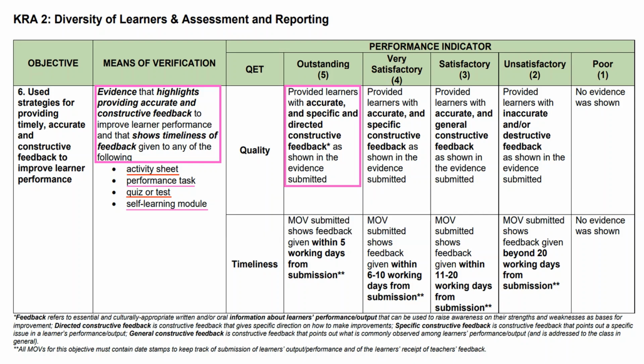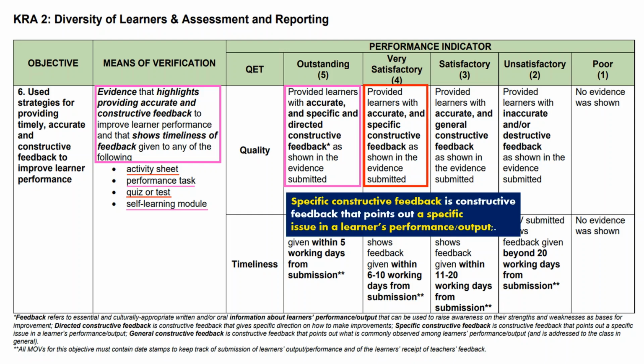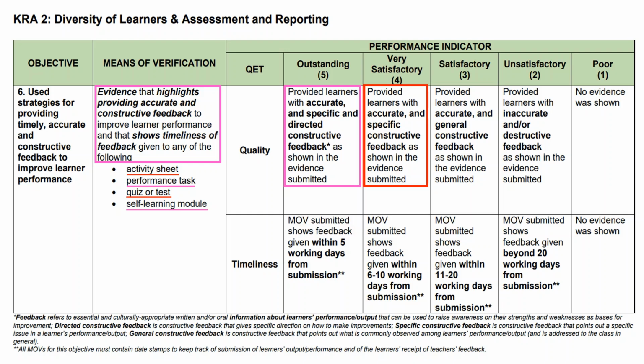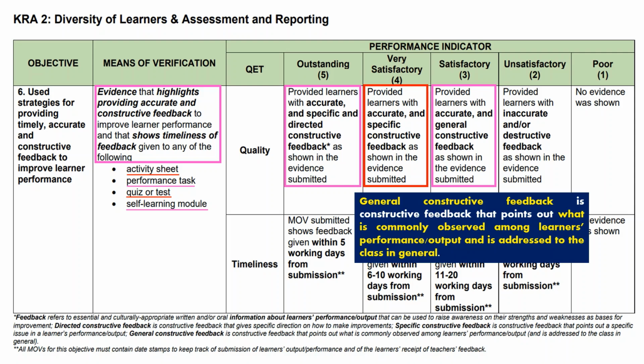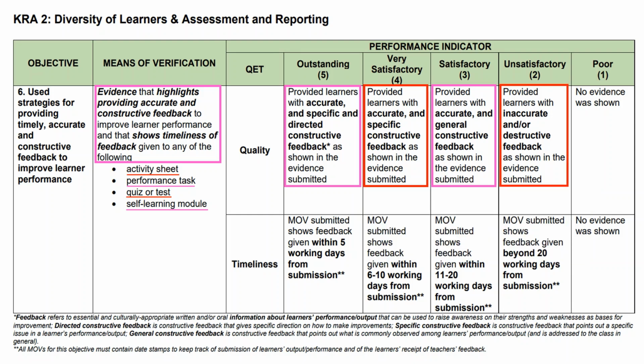To get 4, provide learners with accurate and specific constructive feedback. Specific constructive feedback points out a specific issue in a learner's performance or output. You'll get 3 if you provide learners with accurate and general constructive feedback. General constructive feedback points out what is commonly observed among learners' performance or output and is addressed to the class in general. You'll get 2 if you provide learners with inaccurate and or destructive feedback.